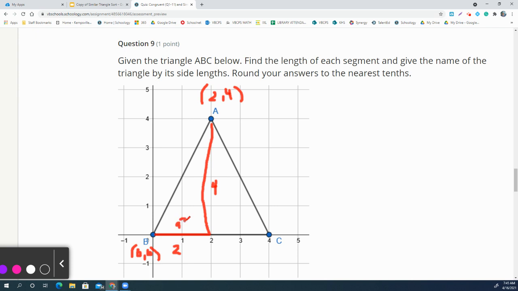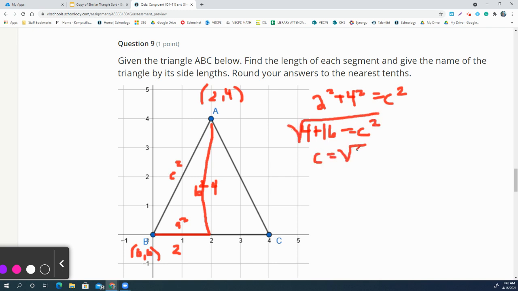So a squared plus b squared equals c squared. So 2 squared plus 4 squared equals c squared. 4 squared is 16, and 2 squared is 4. That equals c squared. And then I take the square root of both sides, and c equals the square root of 20, whatever that decimal is.